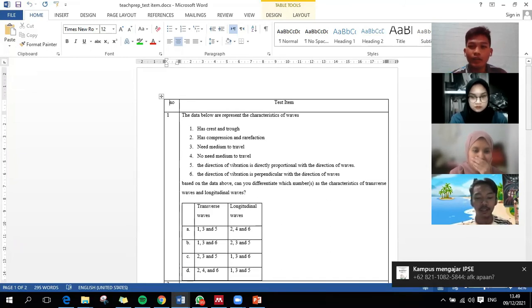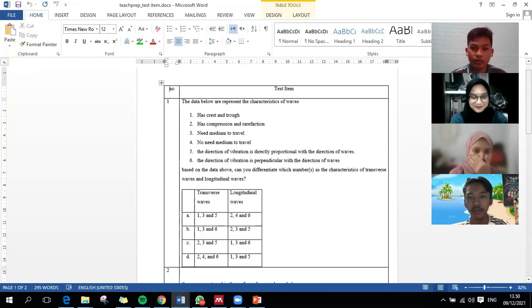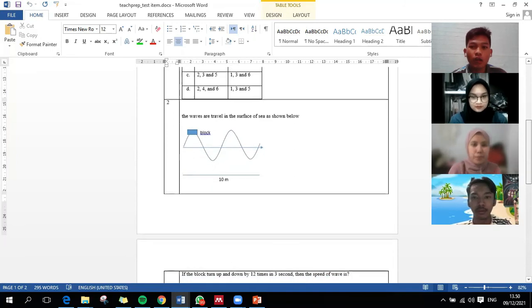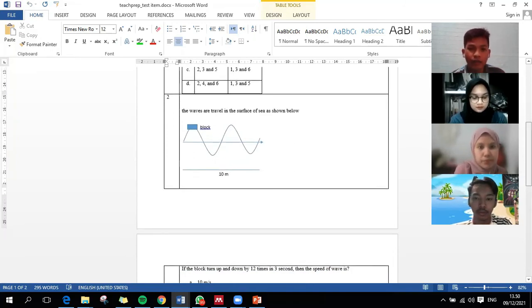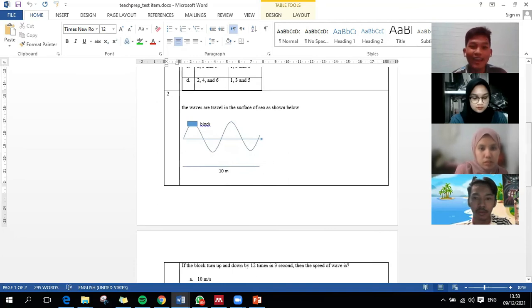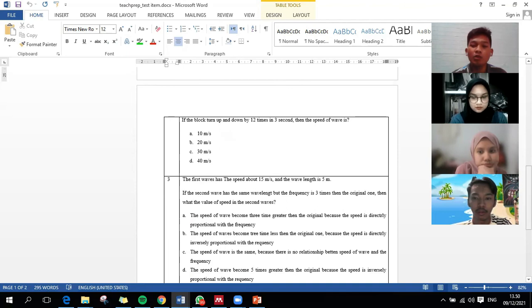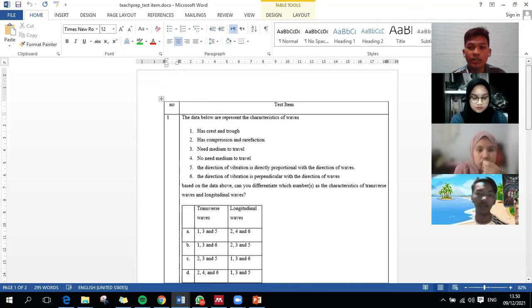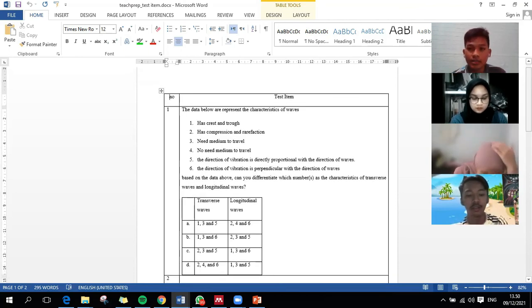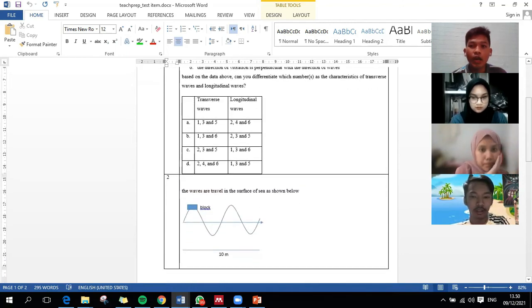For the first one, you have to differentiate between longitudinal wave and transverse wave. For the second one, you have to calculate the wavelength, frequency, and speed of wave, as you can see in the worksheet. In the last number, you have to analyze the relationship between the wavelength, frequency, and speed of wave through the mathematical equation. You can write this test on your paper. For number one, you just mention whether A, B, C, or D is the correct answer. But for number two and number three, you have to write step by step to find the result.